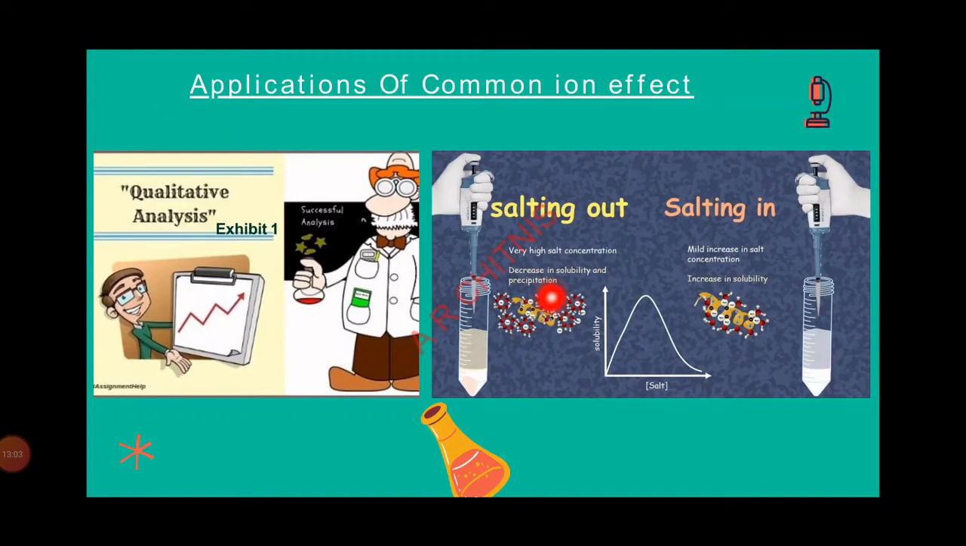So that's why the qualitative analysis is useful. Similarly, salting out and salting in. What is salting out? Decrease in the solubility. When the solubility decreases, naturally, the compound is going to precipitate out. So increase in the salt concentration leading to decrease in the solubility and then precipitation is called salting out. What is salting in? Mild increase in the salt concentration, increase in the solubility. That is the salting in.